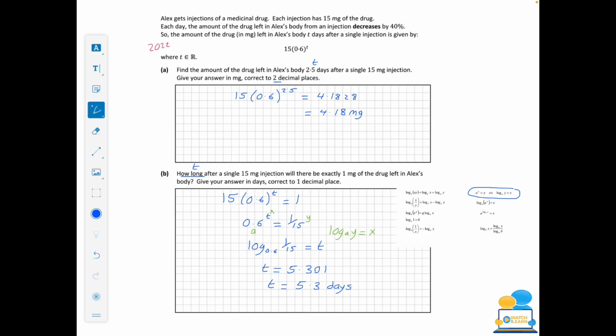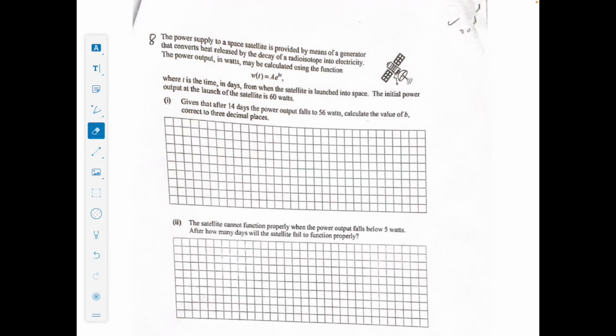This is a super common question. I'm going to do the next question now, and we're going to show that it's extremely similar. This question is about power supply to a space satellite. So if you can see what I mean now, these questions can be about anything, but they're all roughly the same, so we take the same approach to them all. The power supply to a space satellite is provided by means of a generator that converts heat released by the decay of a radioisotope into electricity.